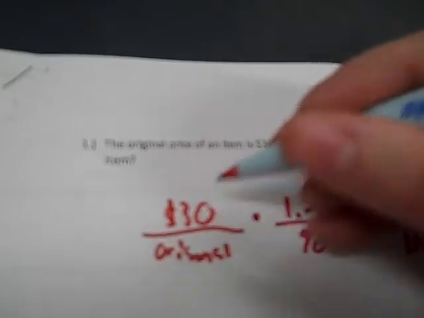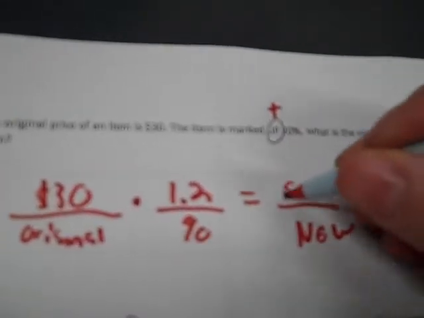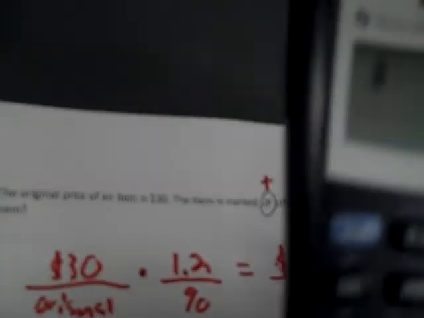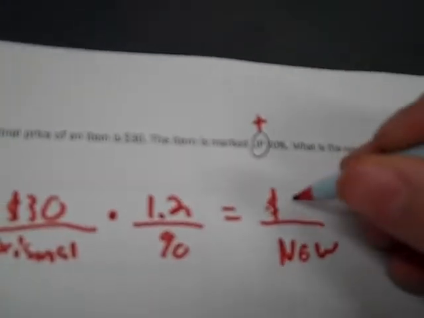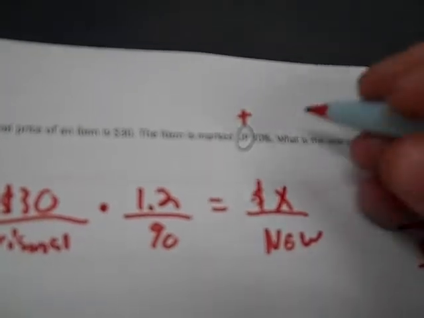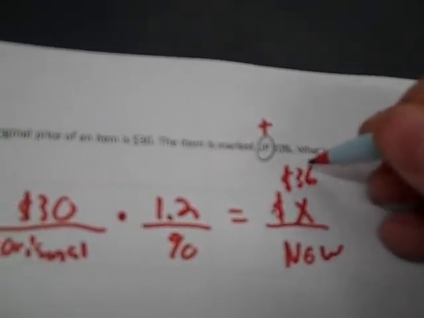Okay, now about the 30, it says clearly in the sentence that that's the original price, $30. So to find the new, you simply just multiply 30 times 1.2, and that gives me 36. So $36 is my new price. It's X, $36.